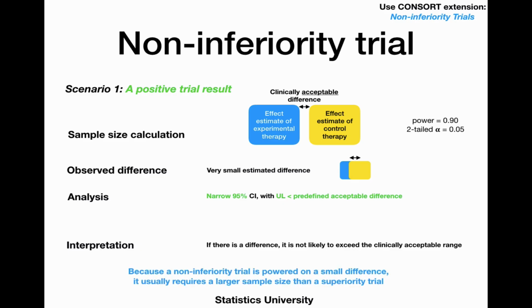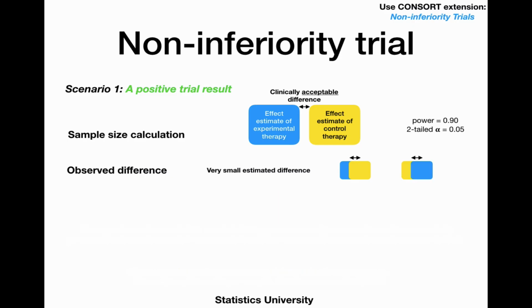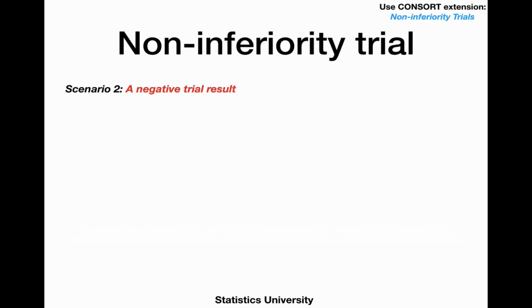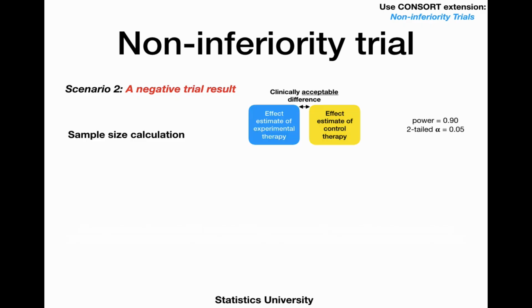And because a non-inferiority trial is powered on a small difference, it usually requires a larger sample size than a superiority trial. And a thing to add is that, of course, that small estimated difference can be in either way, but if you have demonstrated non-inferiority, you can usually proceed to test for superiority of the experimental therapy in terms of efficacy and toxicity at no statistical cost.